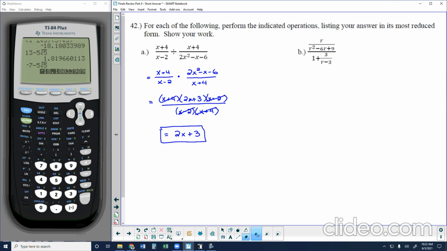Let's take a look at b. Now there's a number of different ways to complete this. This is a complex fraction. One of the ways to complete it is to make sure that all of the fractions within our fraction have the same denominator. So what I'm going to do here is I'm actually going to look in the numerator. So the fraction in the numerator, r over 9, r squared minus 6r plus 9, and factor that expression. So the denominator would factor into r minus 3 squared.